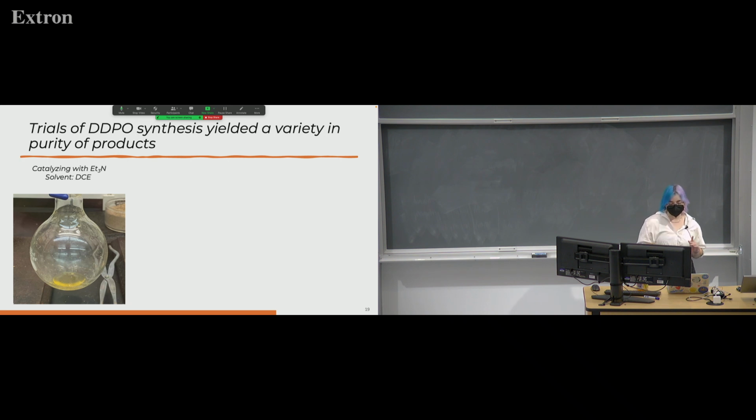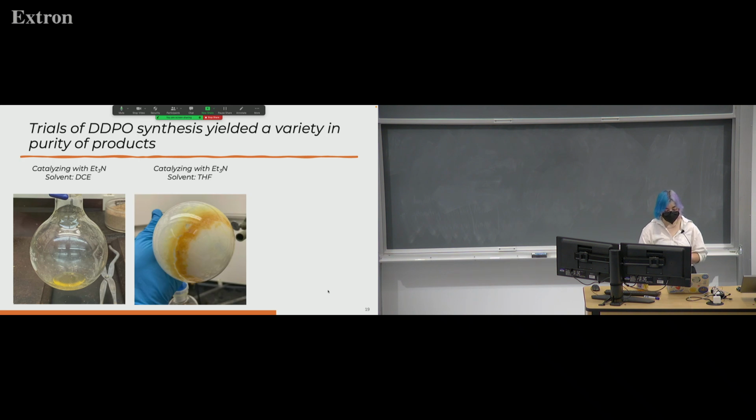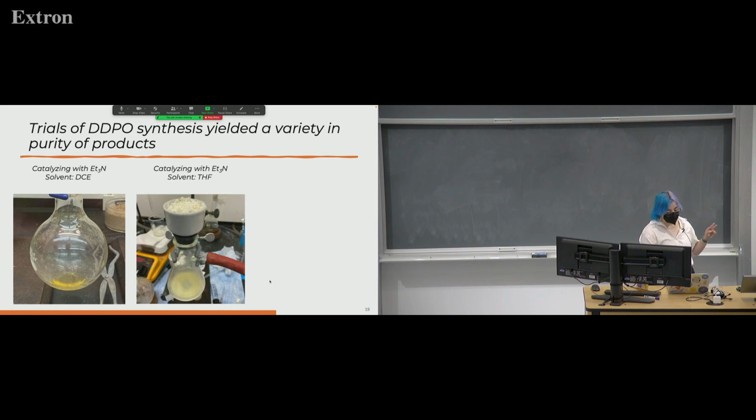And so I kept trying the synthesis with small alterations to the procedure. When I tried using triethylamine and tetrahydrofuran as my solvent, I got kind of an orangey colored substance with my leftover catalyst. And upon filtering that out, I got more of this milky yellow compound, which again is still not a white crystalline solid.